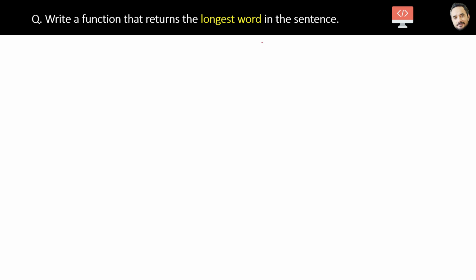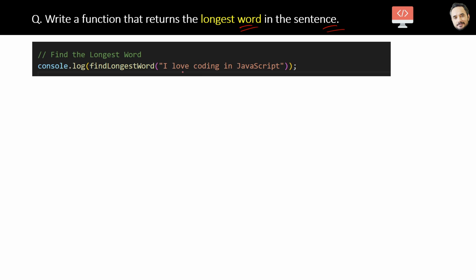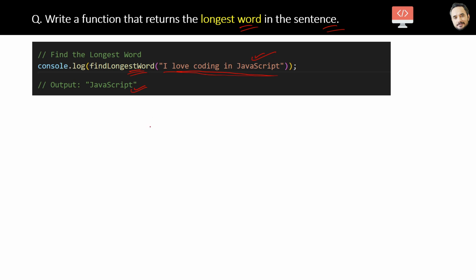Write a function that returns the longest word in the sentence. For example, you have this sentence, and now you have to create a function called findLongestWord, which will find the longest word in this sentence. Here you can see JavaScript is the longest word in the sentence, right? So you want JavaScript as the output.